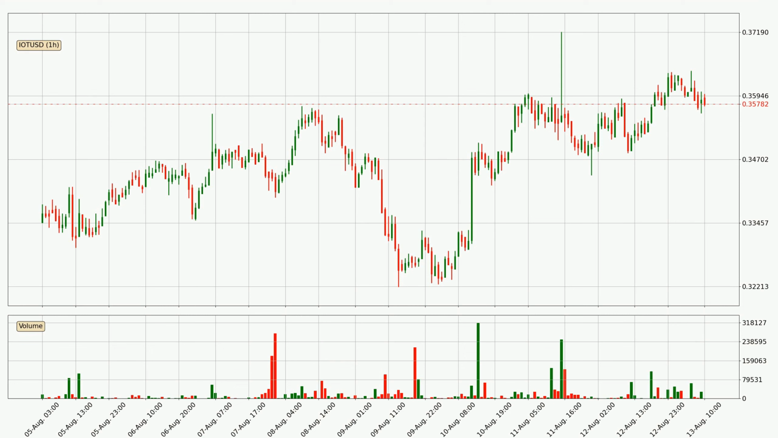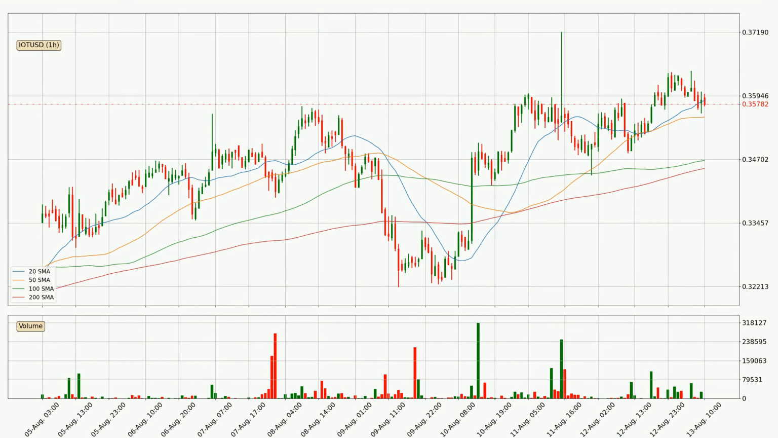By taking a look at the hourly time frame for IOTA, the price moved up around 2.8% in the last 24 hours, with a current price of 35.8 cents. It's evident that the buyers are taking over because the volume was high, showing that the move was strong.